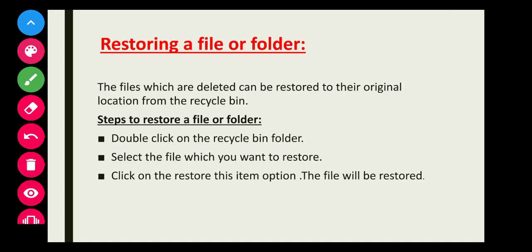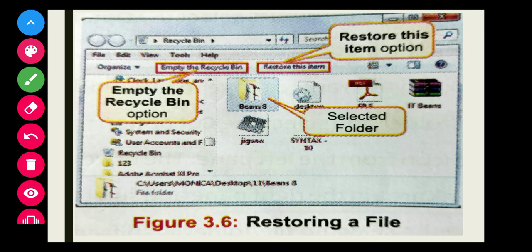Now next one is restoring a file or folder. Suppose you have deleted some files and you want to restore those files from the recycle bin. So how will you do it? The steps are that first of all you will double click on the recycle bin folder. When you click on this recycle bin folder, you will find a list of your files.